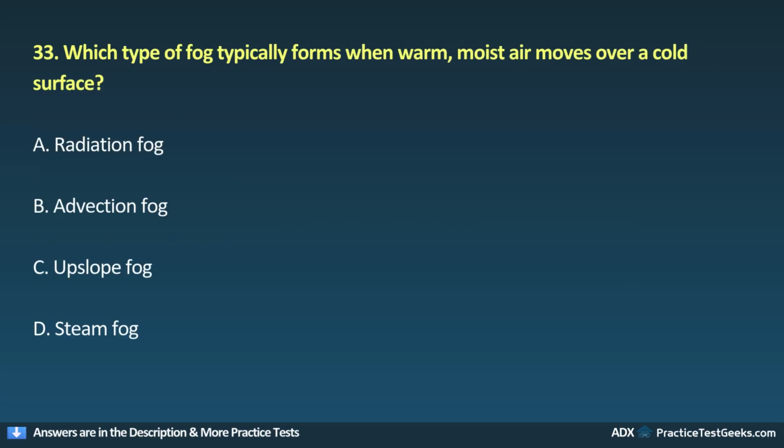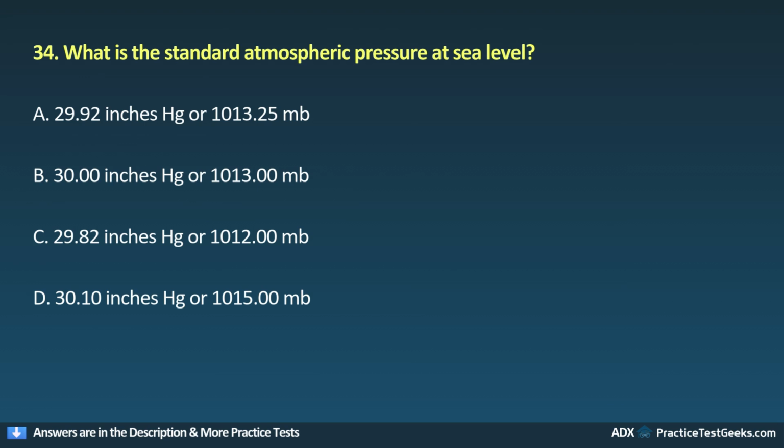33. Which type of fog typically forms when warm, moist air moves over a cold surface? A. Aviation fog. B. Advection fog. C. Upslope fog. D. Steam fog. 34. What is the standard atmospheric pressure at sea level?